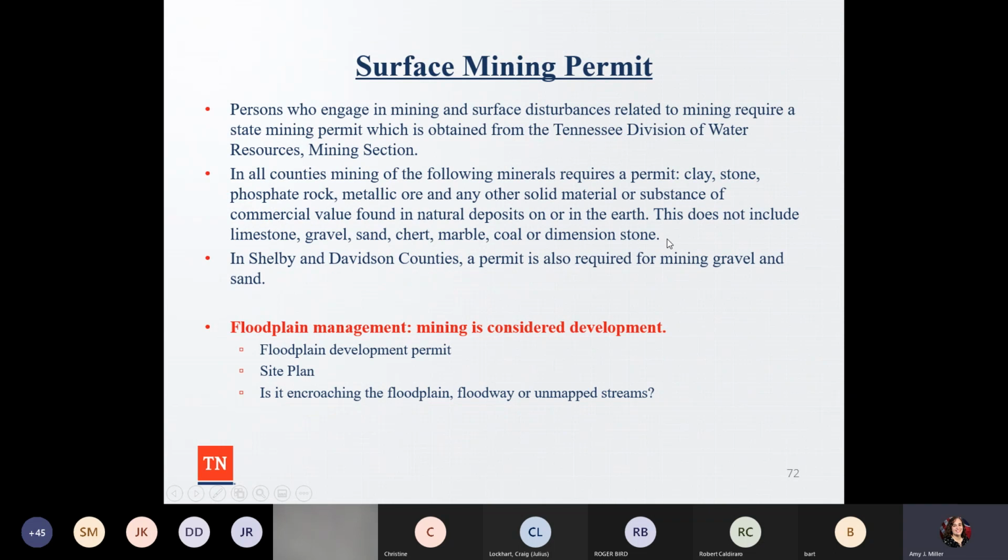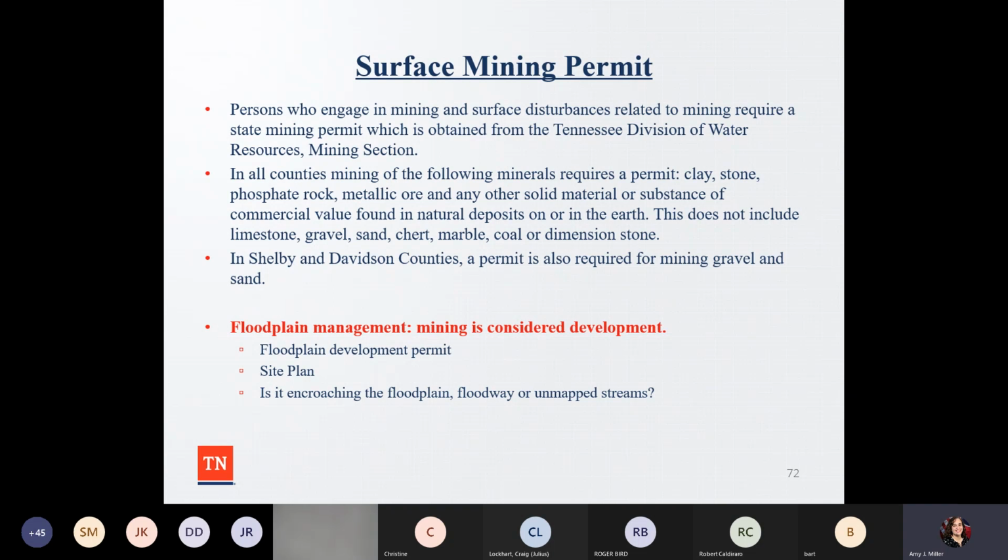So, surface mining permit. Anyone who engages in mining and surface disturbances related to mining requires a state mining permit, which is obtained from the Tennessee Division of Water Resources mining section. In all counties, mining of the following materials requires a permit.